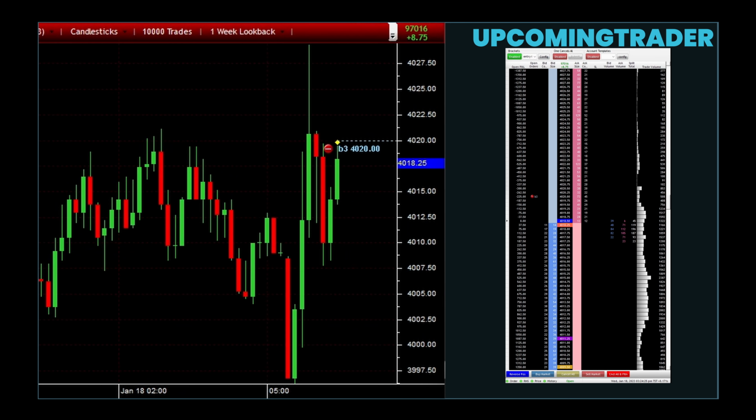A bull flag is another common continuation pattern, which forms after a sharp upward move, followed by a consolidation that drifts downward or sideways. The flagpole is the initial sharp move, and the flag is the brief period of consolidation. When volume surges during the breakout from the flag, it indicates that buyers are regaining control and the uptrend is likely to continue.